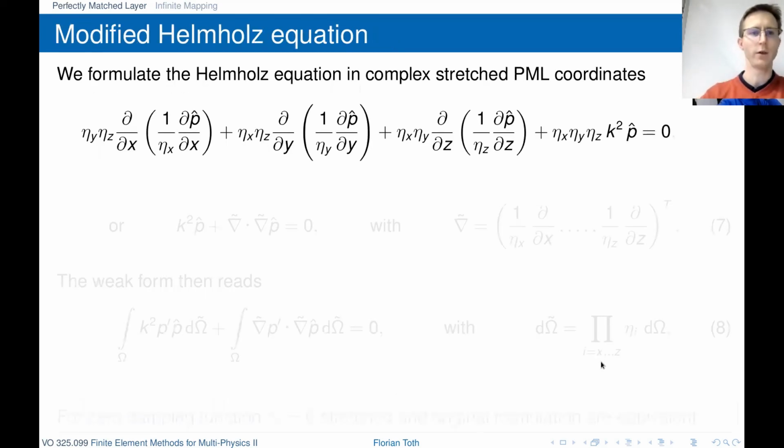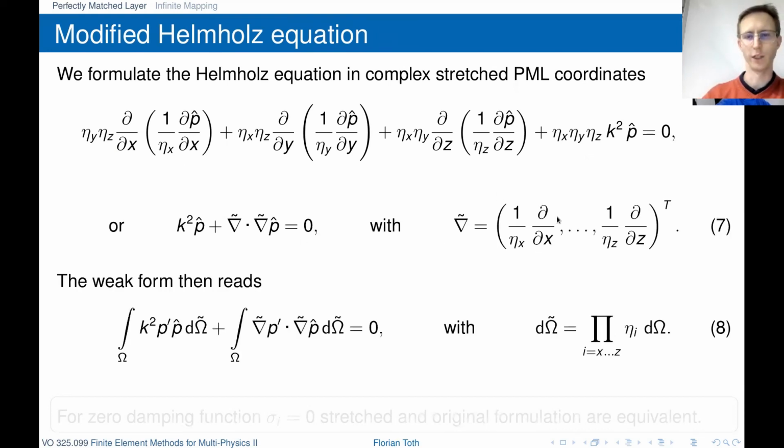So if we use this mapping now and regard it as a coordinate transformation, we can modify the original Helmholtz equation in the mapped coordinates, so to say, and obtain this mapped formulation here written in the scalar notation. We can also write it in vector notation. And here we have to introduce these scaled nabla operators, where you have seen the expression of the transformed derivatives. And from this, you can also straightforwardly obtain the weak form by multiplying with the test function, integrating over the domain, and applying the divergence theorem.